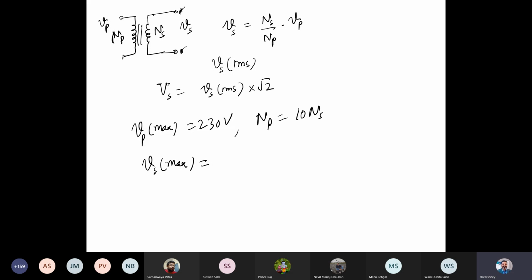It will be simply 23, so that's the only difference with using step down transformers when finding the voltage level.